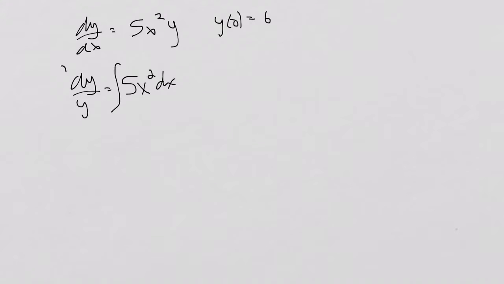Now I've got to integrate both sides. This gives me ln absolute value of y equals 5 over 3 times x cubed plus c.